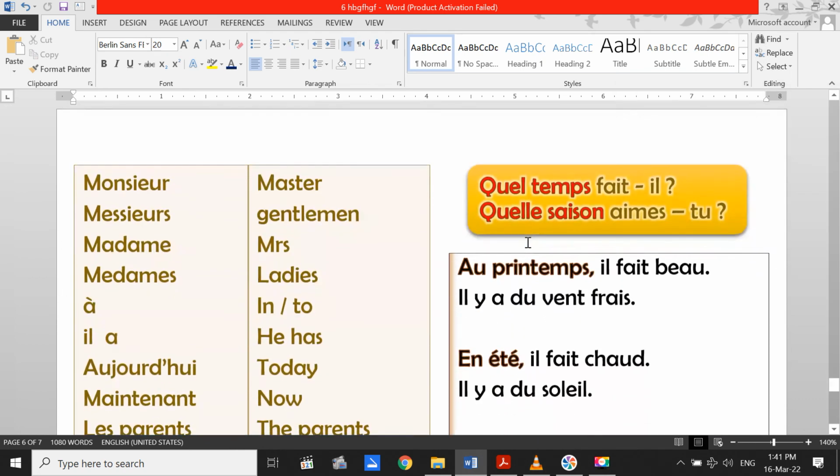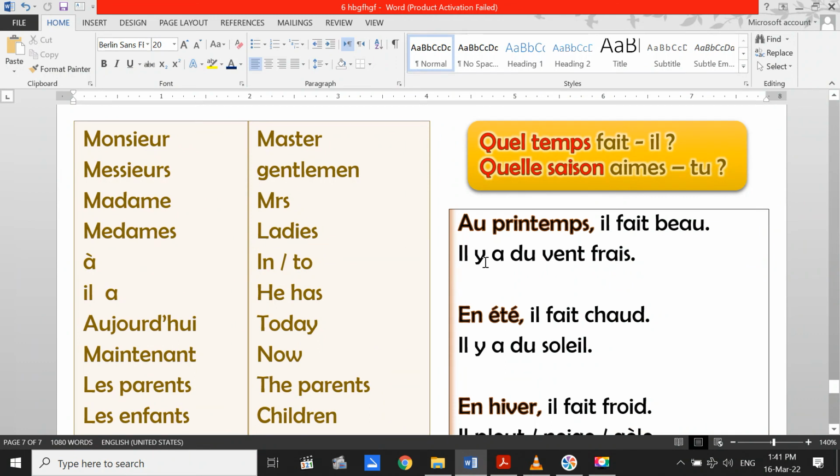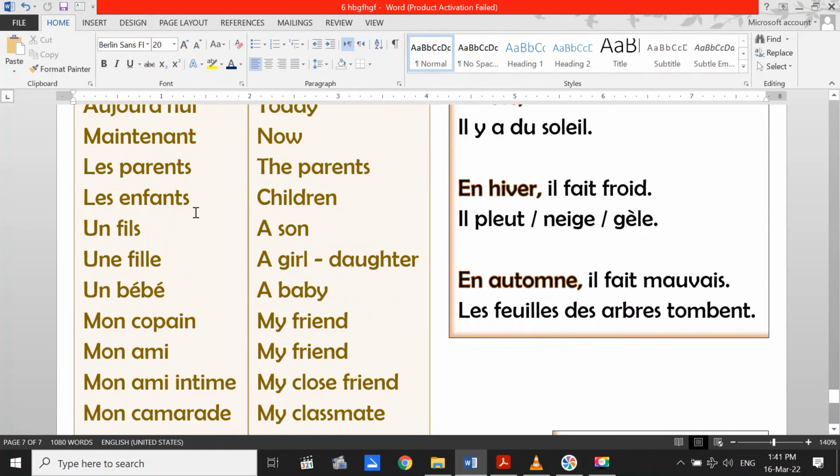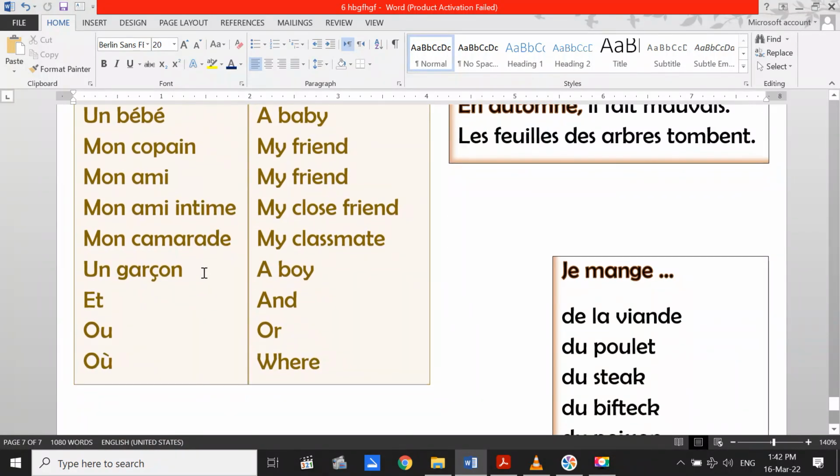So here we finish this part. We have here some vocabulary. Monsieur, messieurs, the plural, madame, mesdames, a, the preposition, il a, here a verb. Aujourd'hui, maintenant. We have 3 pronunciations for this word as you like. Les parents, les enfants, un fils, une fille, un bébé, mon copain, mon ami intime, mon camarade, un garçon. Est and ou have the same pronunciation, pay attention, but with an accent, où means where, and this one is or.